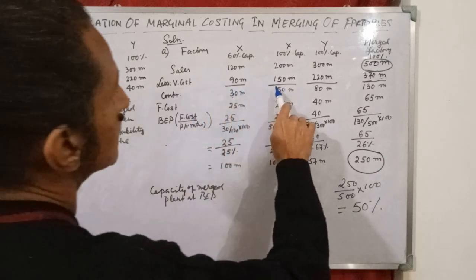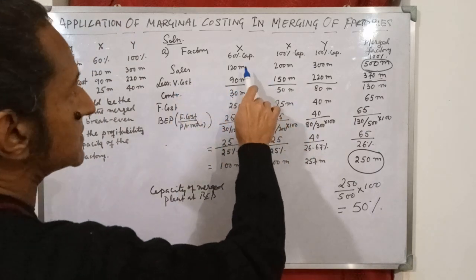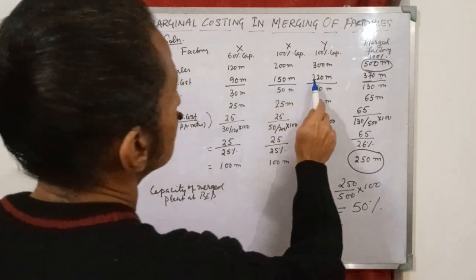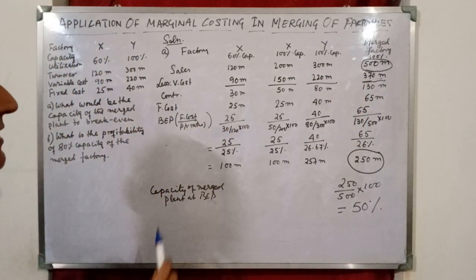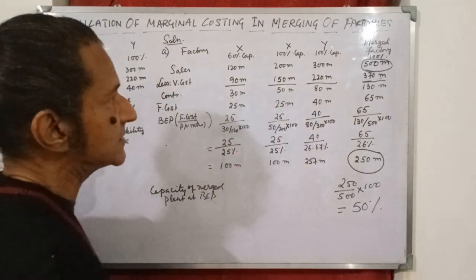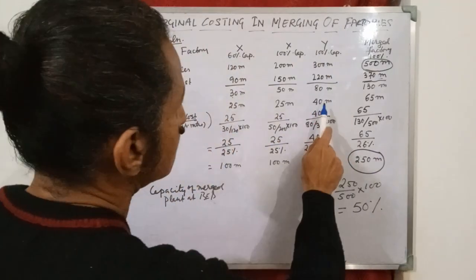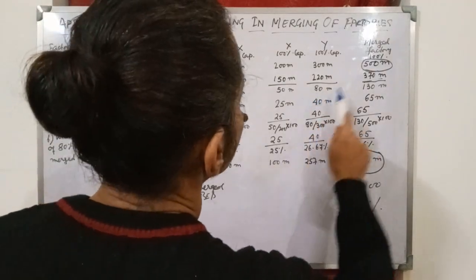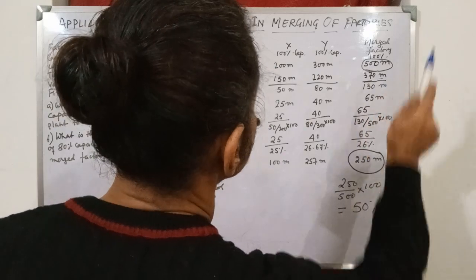Variable cost of X has been changed from 90 million to 150 million as the capacity is increased from 60 to 100, and total variable cost is 150 plus 220, that is 370 million. Therefore, contribution of factory X at 60% capacity is 30 million. Contribution of factory X at 100% capacity is 50 million. Contribution of factory Y at 100% capacity is 80 million. So the contribution of the merged factory is 80 plus 50, that is 130 million.